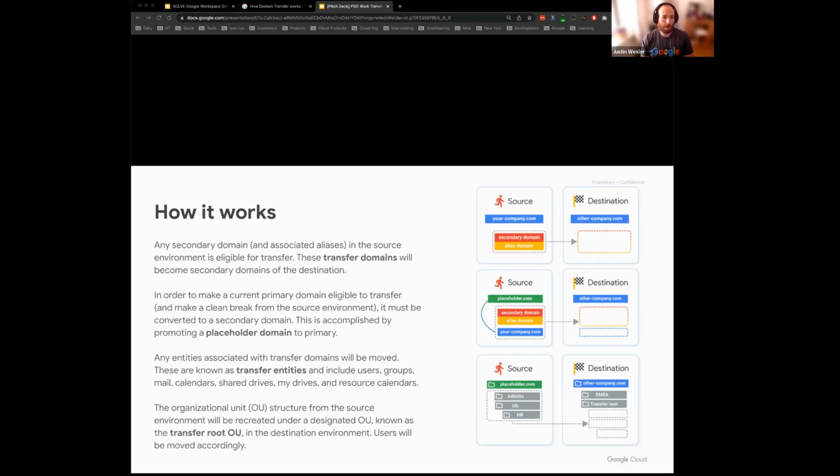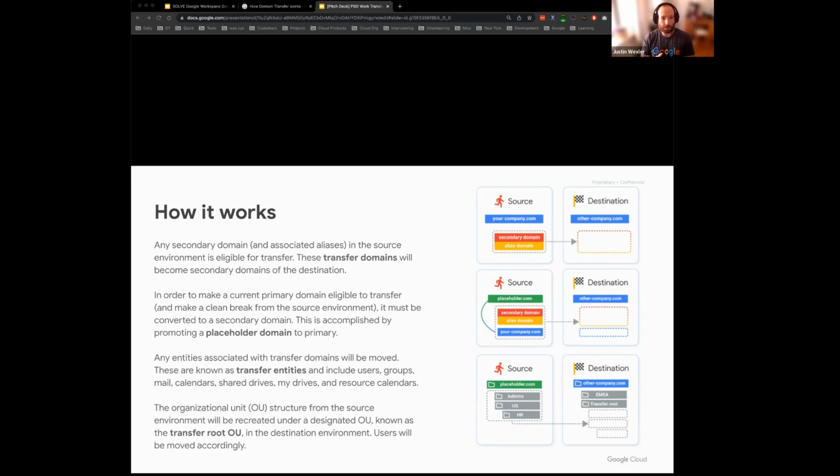Any entities associated with those transfer domains, we call them transfer entities, and they will move along with the transfer. That's all the stuff you know and love and care about: your users, your groups, your mail, your shared drives, your resource calendars, all that fun stuff. When we move those users, we will move them under an organizational unit that you create in the destination called the transfer root OU. If you have some complex structure under the source, you say, put it in this transfer root OU in the destination, and at transfer time, those users will move into their corresponding OUs like they were in the source. And we give you choices. There are some configurations you can choose along with domain transfer and how that happens.